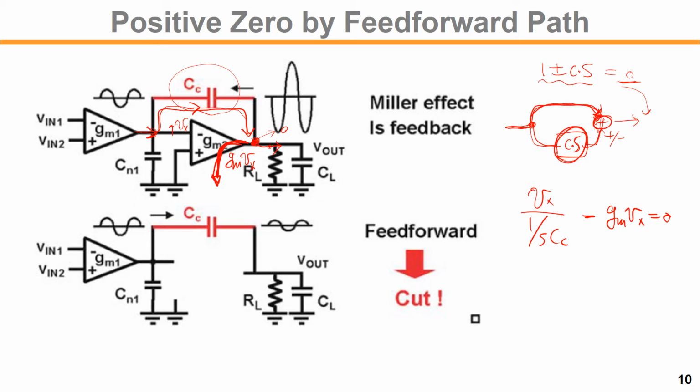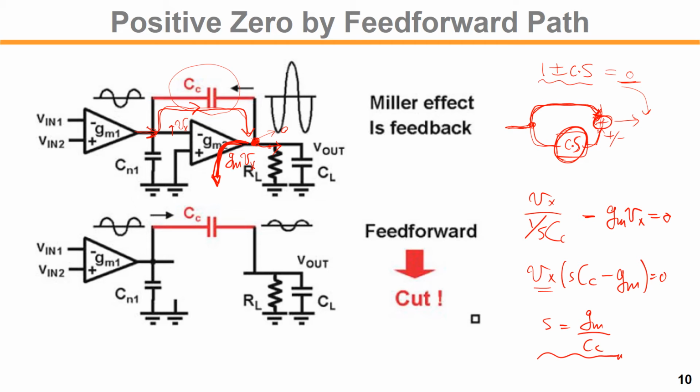I'm sorry, so this is not, sorry. So we have to draw that. Okay. So what, Vx over 1 over sCc. So that gives us Vx sCc minus Gm equal to 0 for all Vx. So s equals Gm over Cc, right? So we have a positive zero happening.